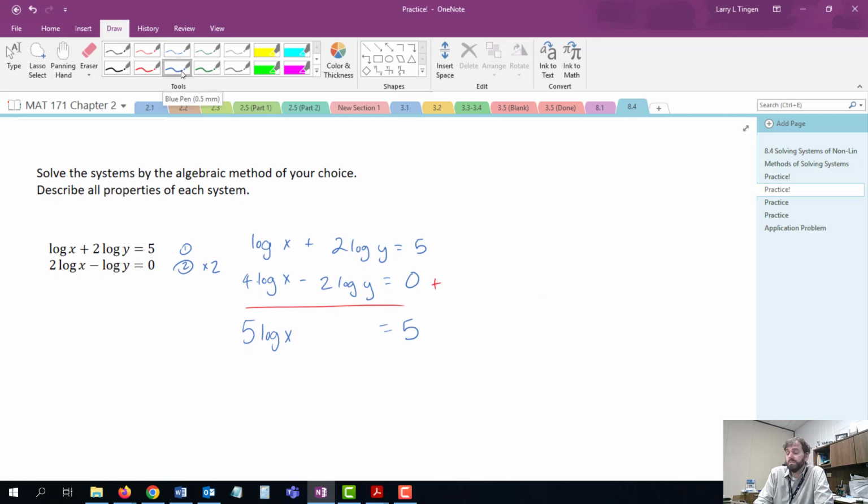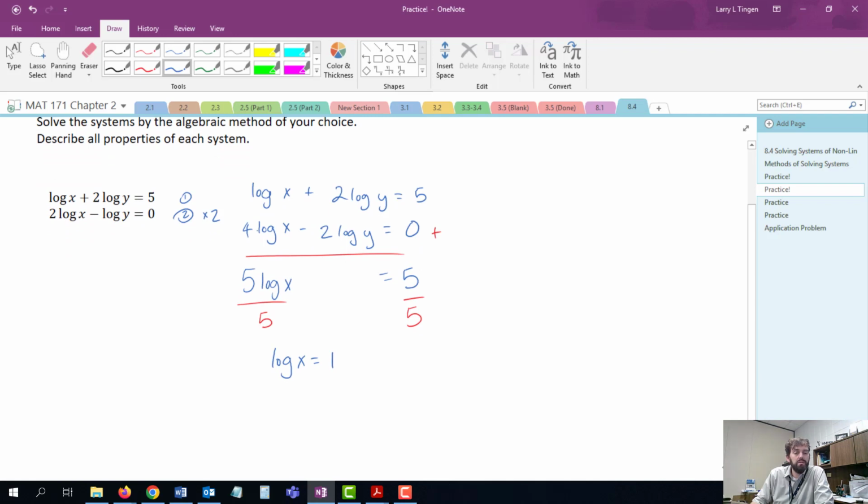I want to solve this for x. So I get the log on a side by itself, and I get it completely alone. So now I have log of x is equal to 1. And this is a logarithmic equation, which I can convert to exponential form. There's no base written here, so there's an understood base 10. So this says, what power do I raise 10 to get x? And the answer is 1. So 10 to the first is equal to x. So that means x is 10.